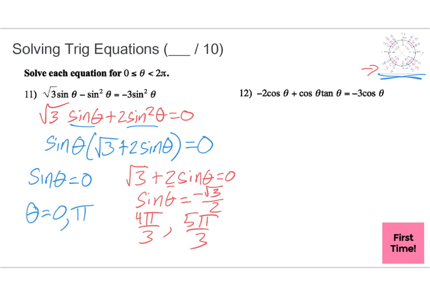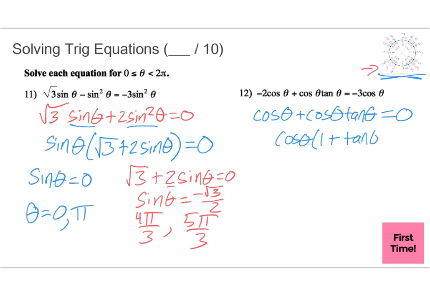On the other side, I've got both cosine and tangent. Maybe I'll combine everything on the same side again. So I'm going to add 3 cosine to the other side. So that's going to give us cosine theta plus cosine theta tangent of theta is equal to 0. Okay, that's factorable. So we get cosine theta times 1 plus tangent of theta is equal to 0.